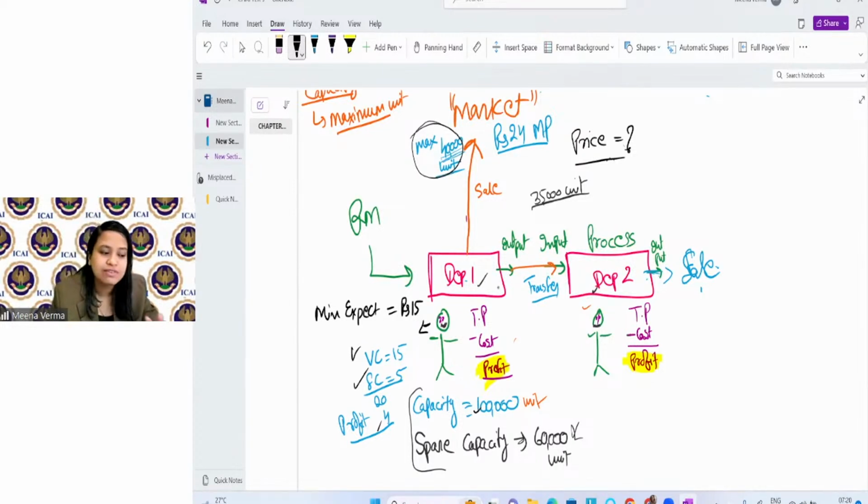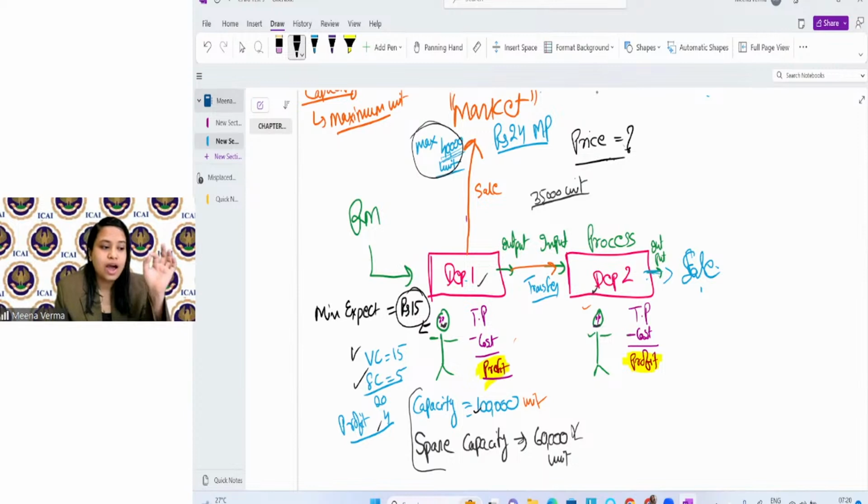Below variable cost, he will never go because this is the minimum cost he is incurring for producing the goods. He will at least expect to recover the variable cost. All right, he will not go below variable cost. Okay, so this is his minimum expectation. He wants to recover at least 15 rupees.